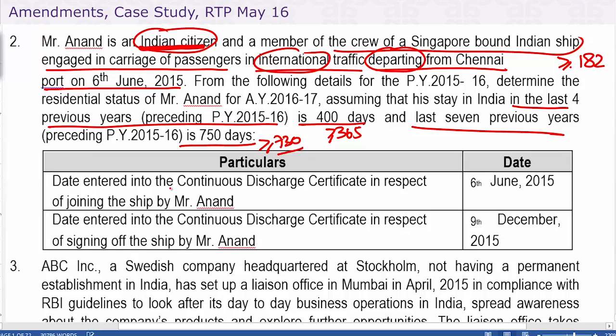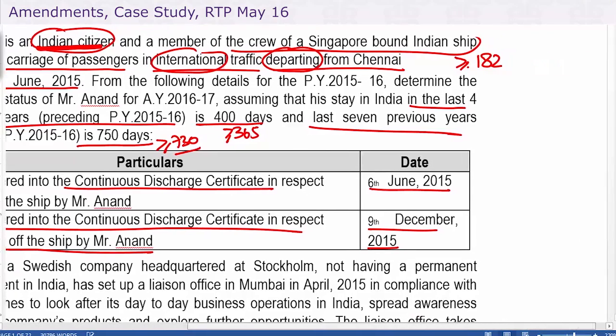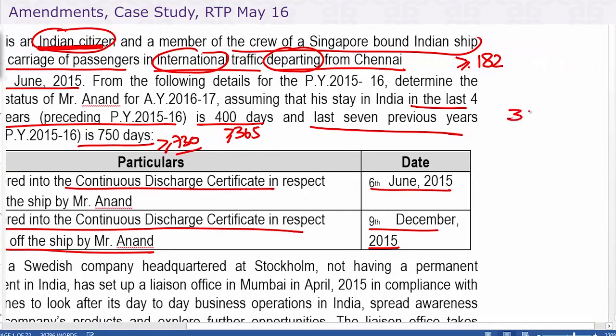He says the date entered into the continuous discharge certificate is June 6th, and date entered into the continuous discharge certificate in respect of signing off the ship by Mr. Anand is 9th December. So now let us look at the number of days. We said 366 is the total days. On 6th of June, he has joined. So, first, second, third, fourth, fifth, 5 days of June and 6 days of June, he is in India.